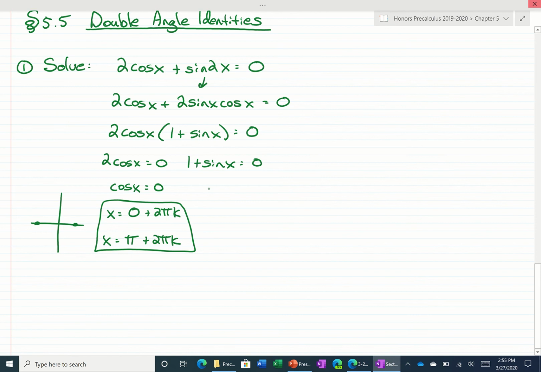Let's do the other half. Bring the 1 over. Sine of x is negative 1. Well, sine of x would be negative 1 at the y value right here at 3 pi over 2. And because there's no restriction, we're going to add the period times k.